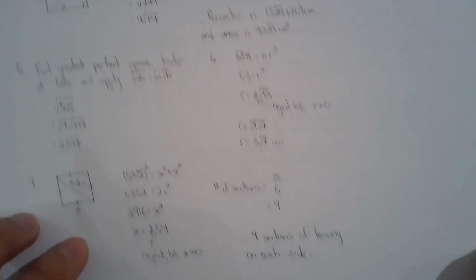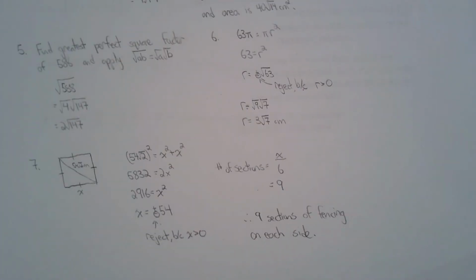Last question, number 7 here. A square field is surrounded by 6-meter sections of fencing. If the diagonal length is 54 root 2 meters, how many lengths of fencing are on each side? So I basically solve for the side lengths of the square. So x squared plus x squared equals 54 root 2, all squared, because of the Pythagorean theorem. Because a square, a right triangle, using the diagonal.